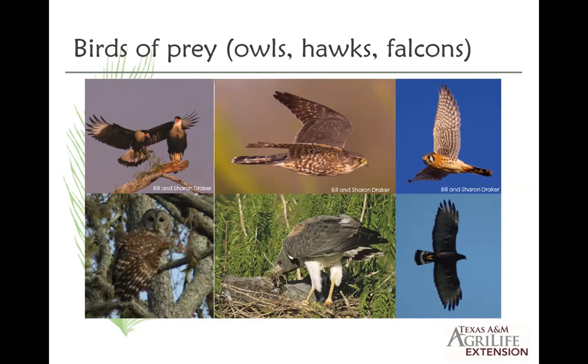Top right, we'll have our kestrel, which has stripes on its face. Top left is the crested caracara. Bottom left is going to be a barn owl. So just a bunch of different types of birds within this subgroup. But you can see they all have the hooked bill and then the long talons.